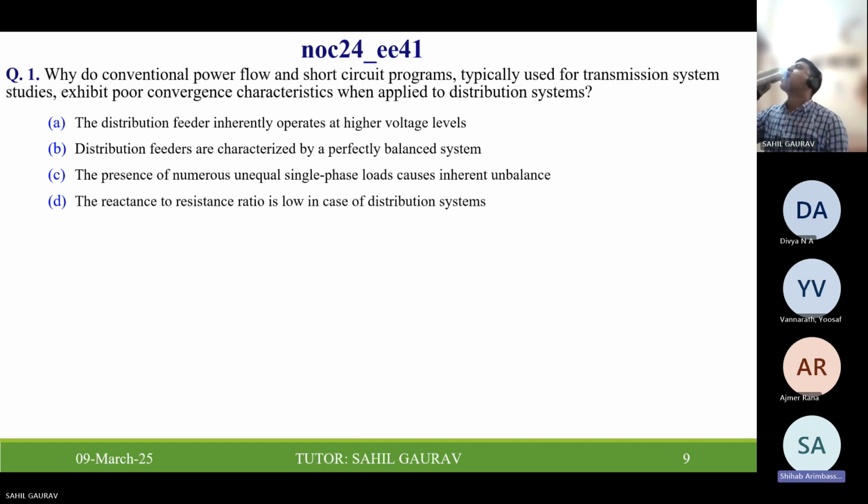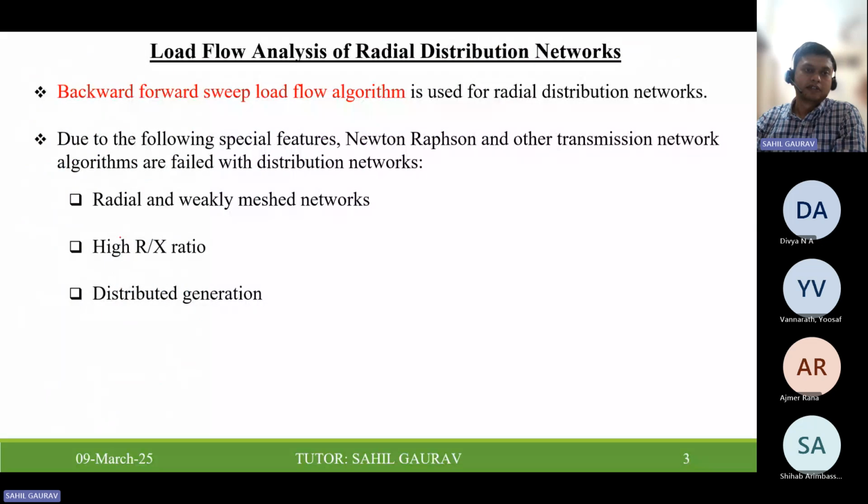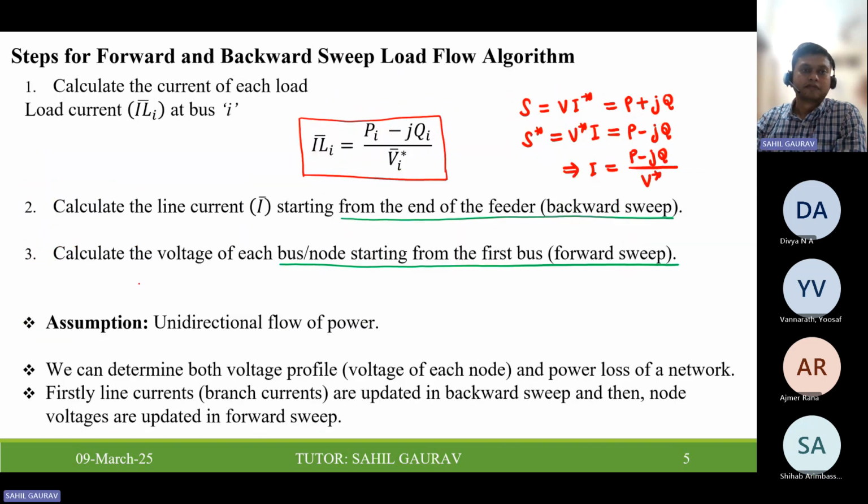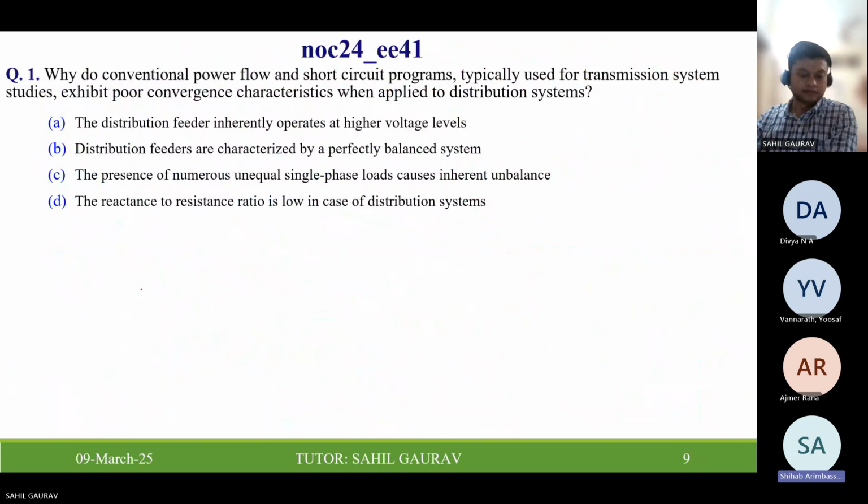But in our presentation, X by R ratio is high for a distribution system. High X by R ratio? R by X ratio. Okay. In transmission, X by R ratio is high. That is wrong, thank you, sir. Which is inverse. Yes, R by X ratio is high for distribution system.